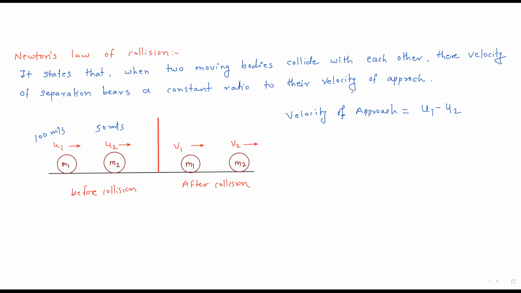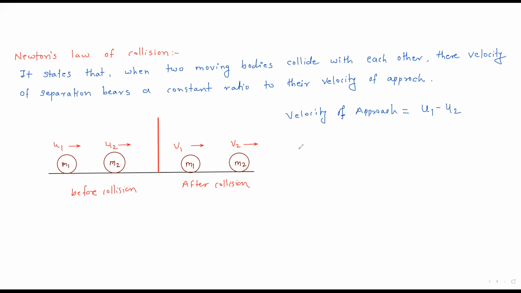So this is called as velocity of approach here. So in this case, you can say that if this is 50 meter per second and this velocity is 100 meter per second, then the velocity of approach will be 100 minus 50. 50 is your velocity of approach. Okay. This is for our understanding. We have taken these numbers. So velocity of approach will be U1 minus U2.